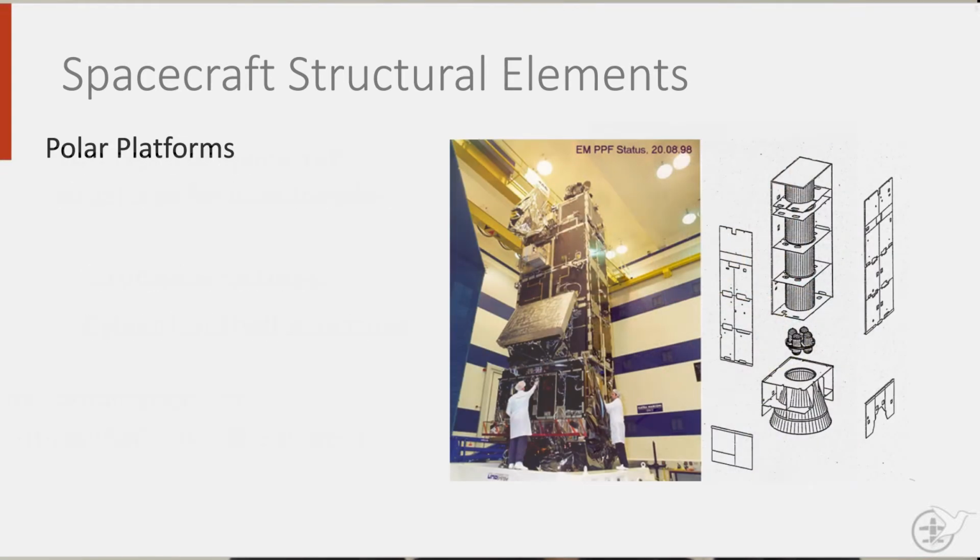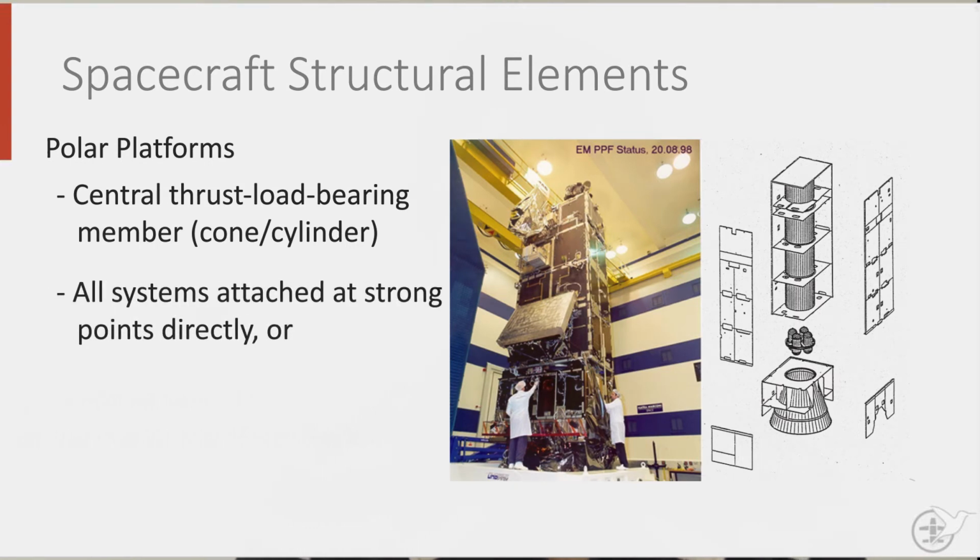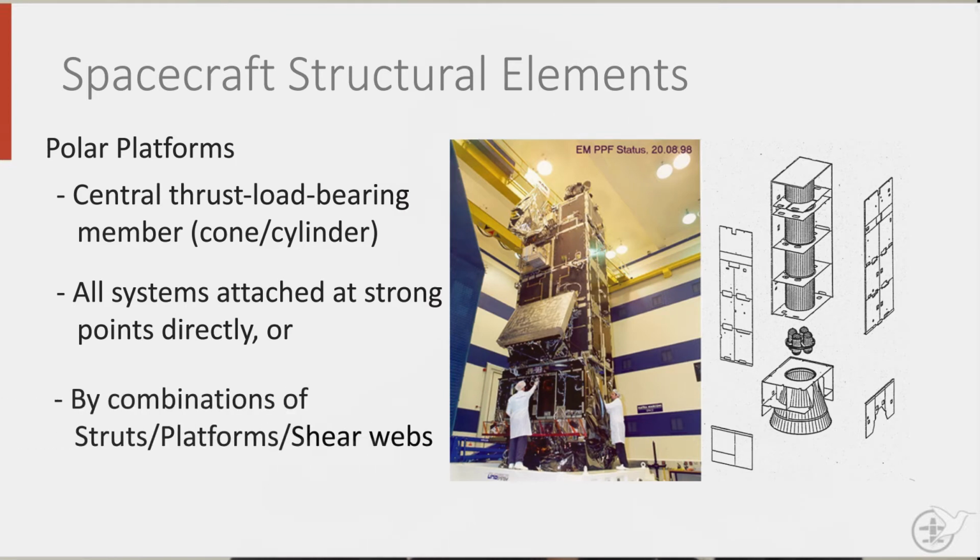Polar platforms are characterized by a central load-bearing member, such as a cone or a cylinder. All loads from the launch vehicle are transferred through this cylinder, and all systems within the spacecraft, such as the measuring equipment, are attached to this cylinder, either directly at strong points or by means of struts, platforms and shear webs. An example of such a polar platform spacecraft is the Envisat satellite, which has a cylindrical shell, as you can see here.